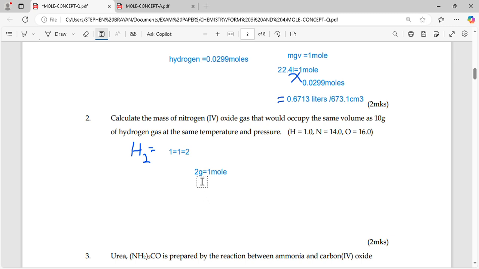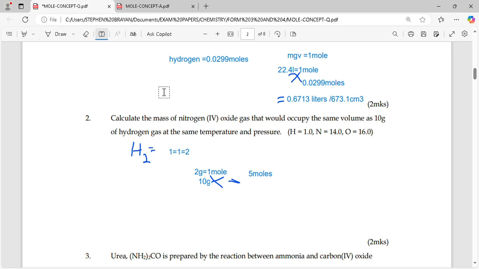So you'll ask yourself, if 2 grams is producing 1 mole, what about this 10 grams? How many moles will it give you? That is the question that you'll now be asking yourself. When you reach there, it's very simple. You just cross multiply, and you'll get that the moles of hydrogen gas in this case will be 5 moles.